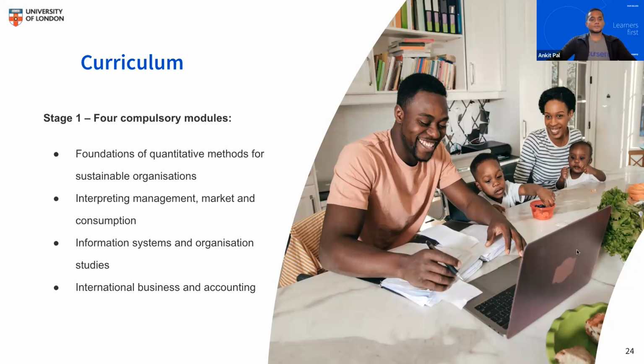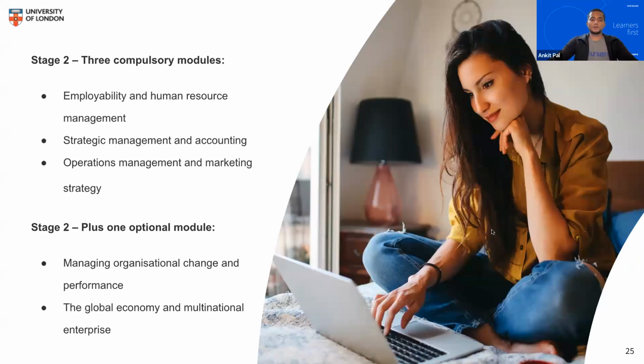Your stage 1, as you can see on the screen, has 4 compulsory modules: Foundations of Quantitative Methods for Sustainable Organization; Module number 2, Interpreting Management, Markets, and Consumption; Module 3, Information Systems and Organization Studies; and Module number 4, or the last module of the stage, is International Business and Accounting. Now, as we go on to the next slide, we'll look at stage 2 and how it works. On your stage 2, you get 3 compulsory modules: Employability and Human Resource Management; Module number 2, Strategic Management and Accounting; Module number 3, or the last compulsory module on this stage, is Operations Management and Marketing Strategy.